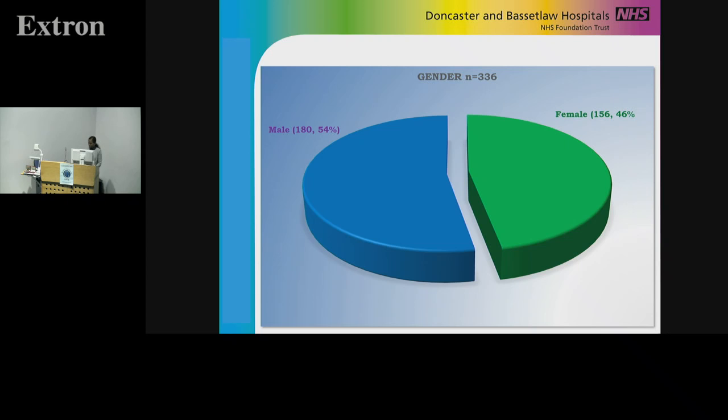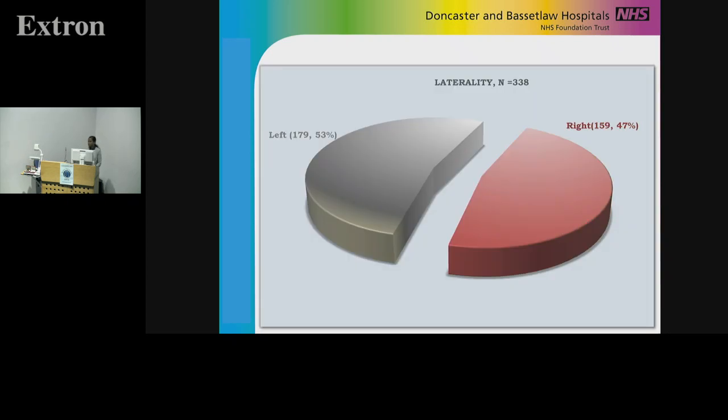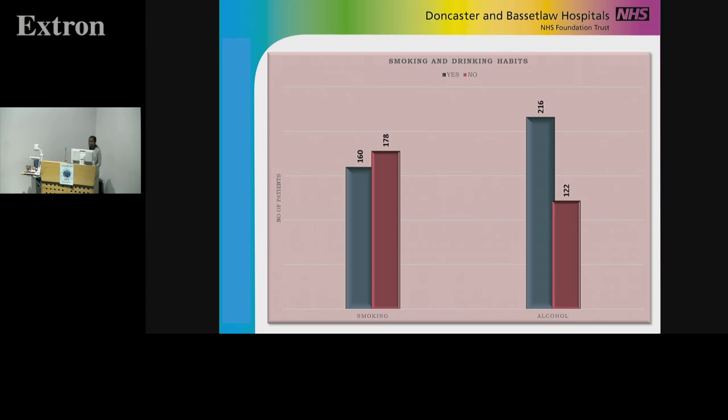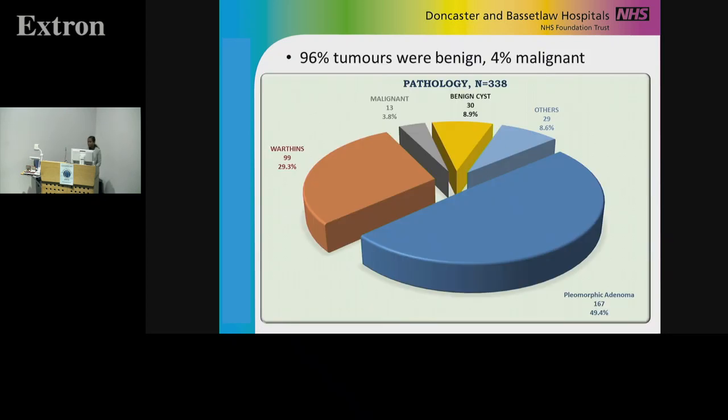54% of our patients were males, the rest were females. 53% of the lesions were seen on the left, the remaining on the right. Smoking history was also considered, but was found to be significant only in Wharton's.